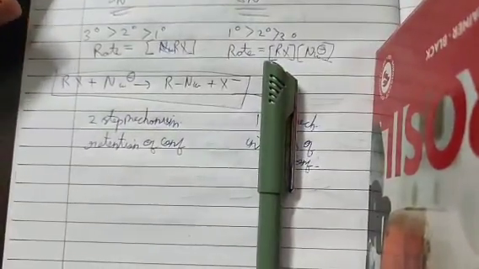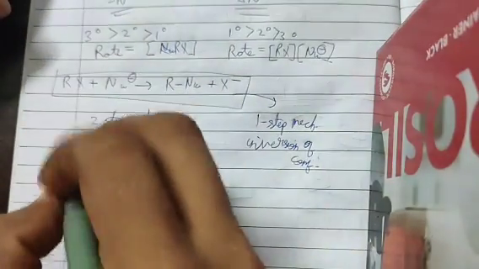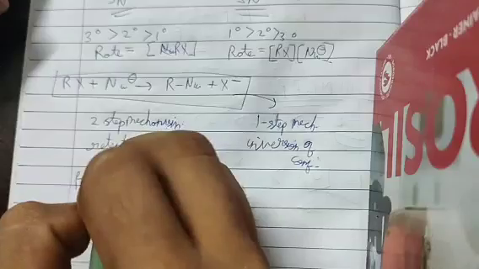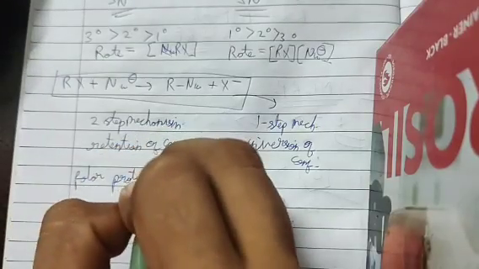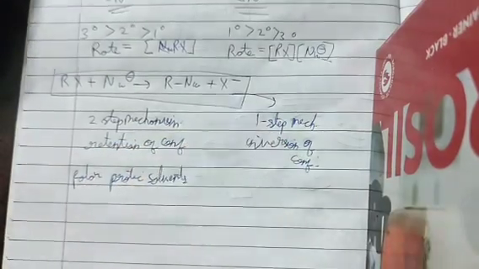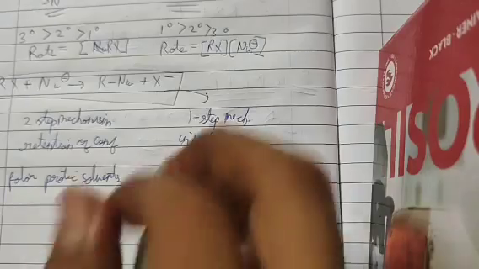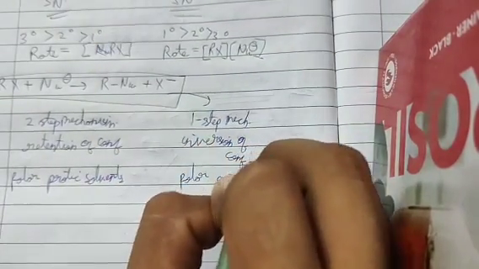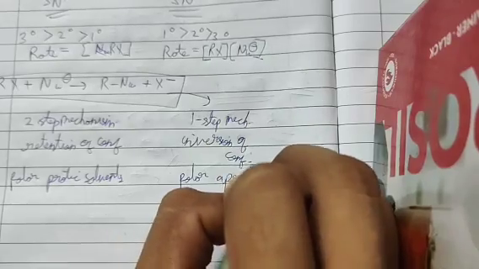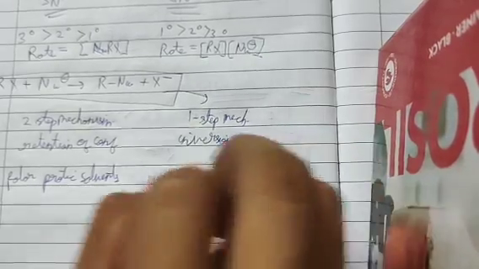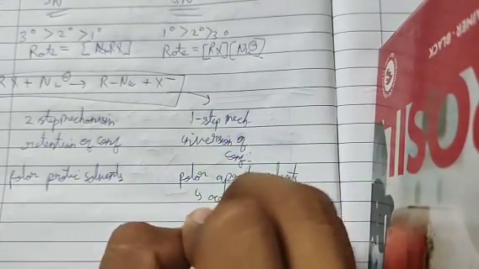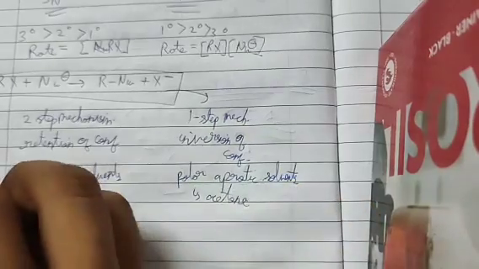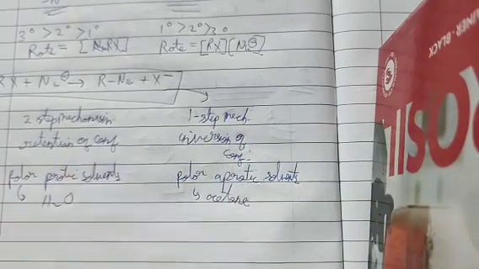This point of difference is very important. SN1 requires a polar protic solvent, whereas SN2 reactions involve a polar aprotic solvent. Polar aprotic solvents like acetone, polar protic like water.